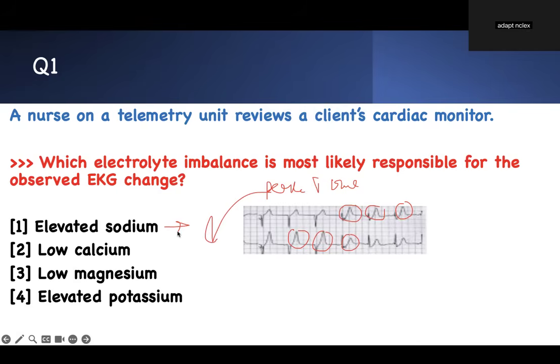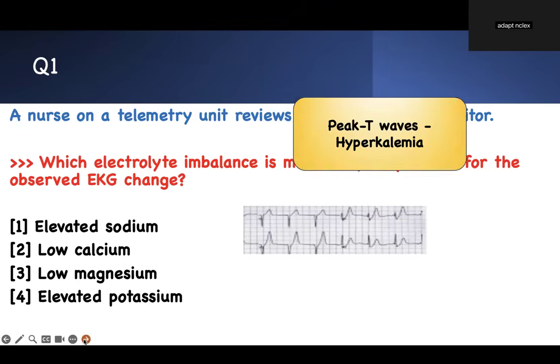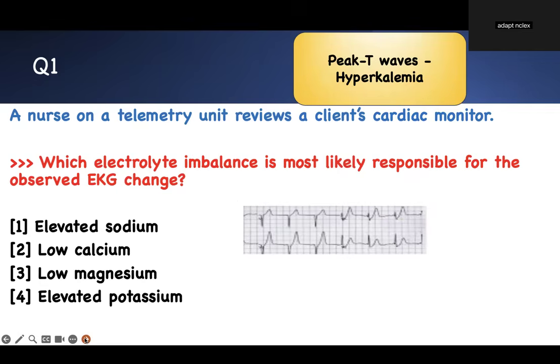Sodium does not cause EKG changes on its own. If you have low calcium, usually you have what? QT prolongation. If you have low magnesium, what do you have? You have Torsades de Pointes. And therefore, by default, this is an elevated potassium causing peaked T waves. This is how they can take the content, turn it into a question, and make it look like it's difficult. But the right answer is number 4. So we have peaked T waves, which are caused by hyperkalemia.